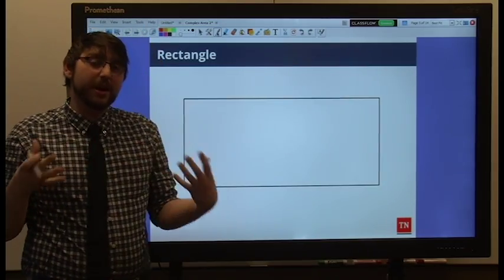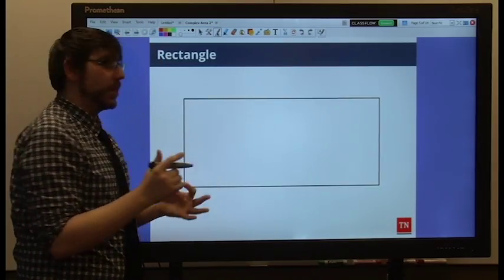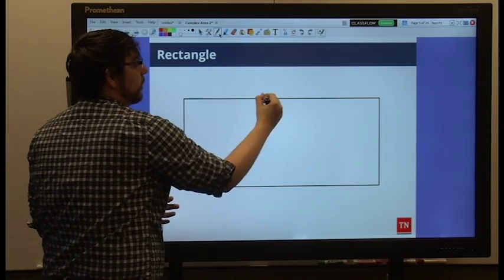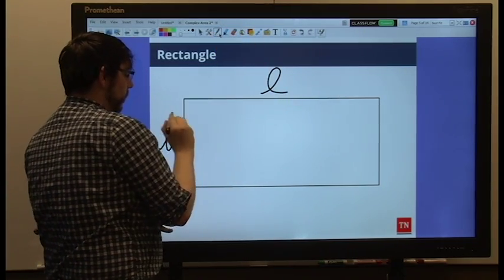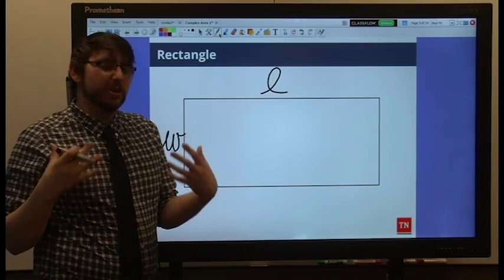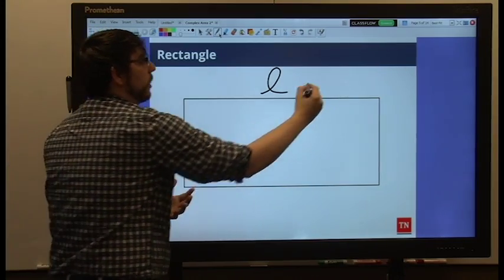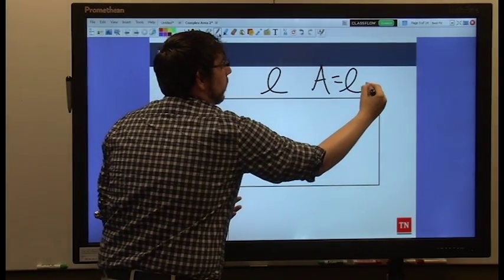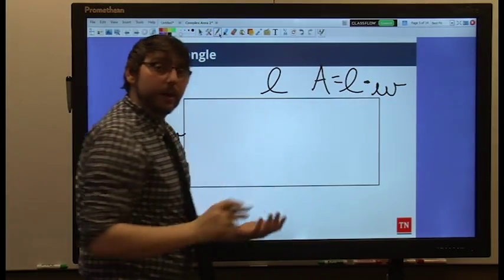So first off, let's talk about a rectangle. A rectangle has two types of measurements that deal with it. Its length and its width. Now, for area purposes, you simply multiply those two together. Area is equal to length times width.